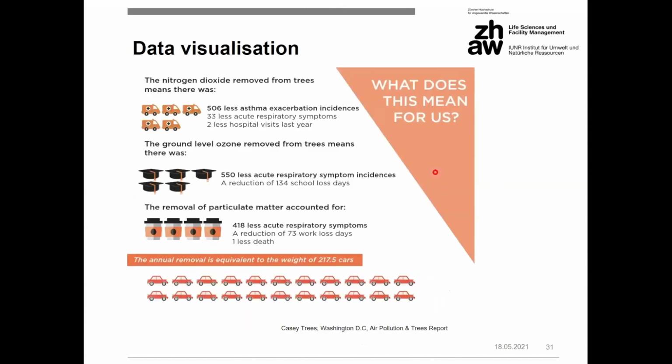The same is done here as well by Casey Trees in Washington. So they made a comparative value, for example, for the weight of roughly 220 cars. So this is something you can create out of the data, and make it understandable for, for example, politicians or citizens.